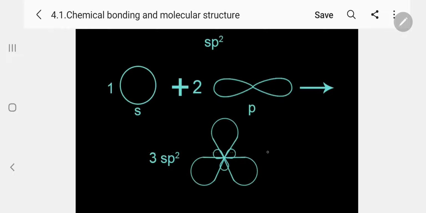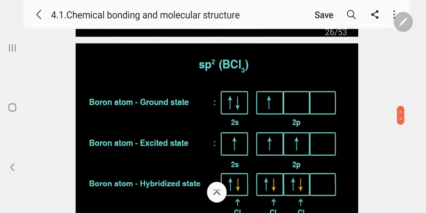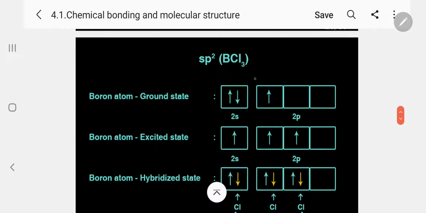This is the shape of sp2. So what is the bond angle? The angle will be 120°. It is planar, and the bond angle is 120°. This is the hybrid orbital. For a specific example, take boron trichloride. Boron is 2s2, and 3 atoms are attached, so one electron is excited to 2p. Three electrons from 3 chlorine atoms are shared mutually, and covalent bonds are formed.